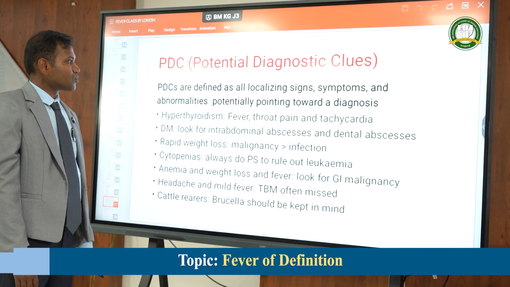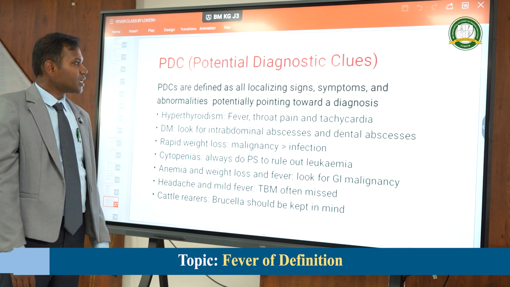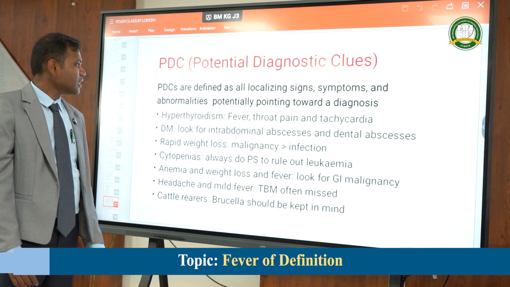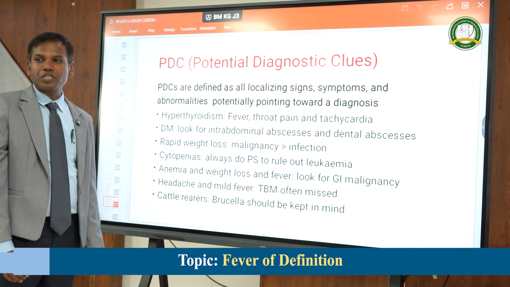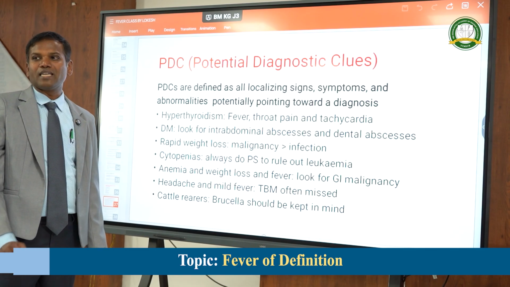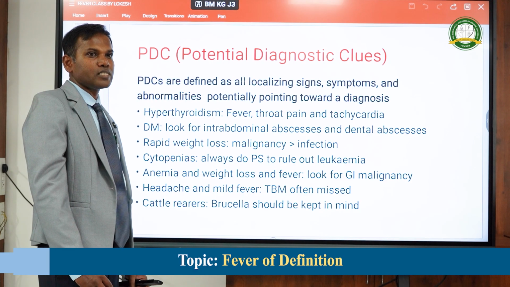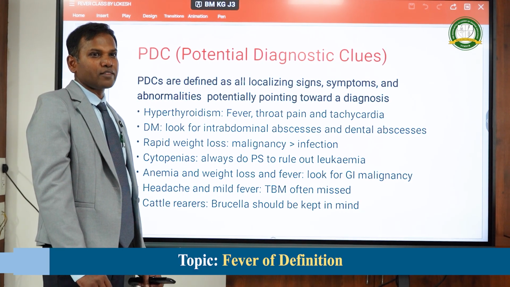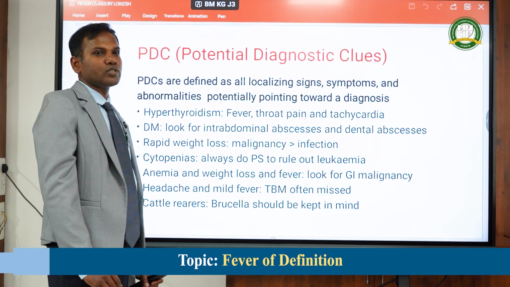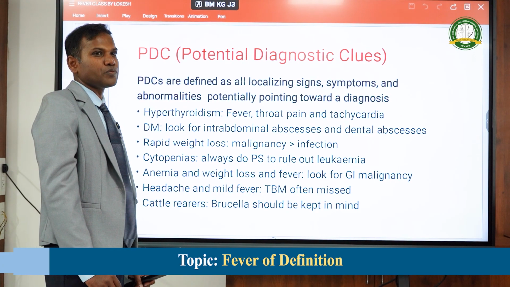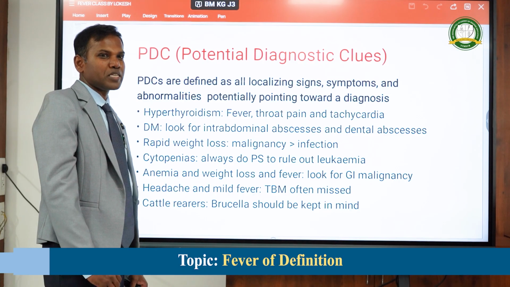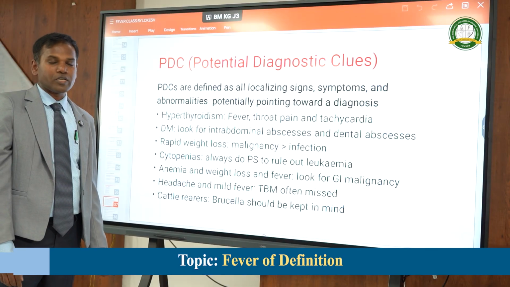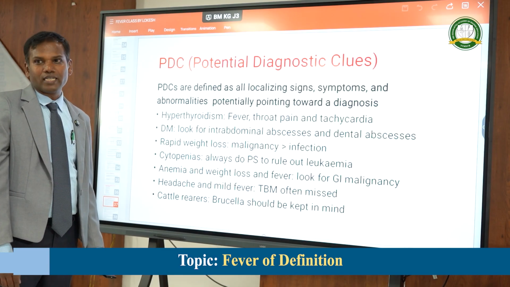Potential diagnostic clues. What are these? Potential diagnostic clues are all localizing signs, symptoms, and abnormalities which potentially point towards a diagnosis. There are certain important signs and symptoms in the patient which make us go towards a diagnosis. Let us rethink which are the commonest OPD or IPD patients we encounter in day-to-day life. For example, thyroid disorder is one of the commonest endocrinological emergencies, which can land up in hyperthyroidism.